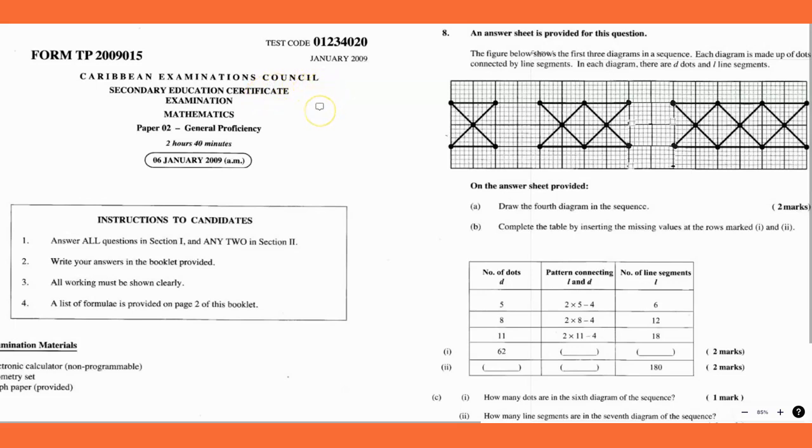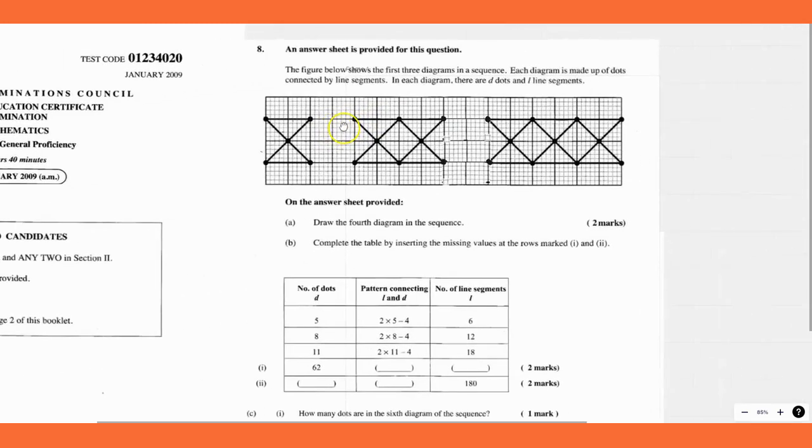Hello and welcome. In this video we will be looking at question 8 from the 209 booklet, and this topic is on sequences. Okay, so let's look at question 8.